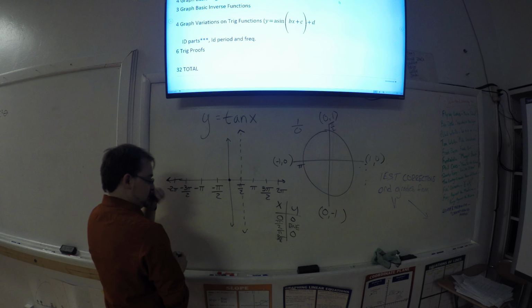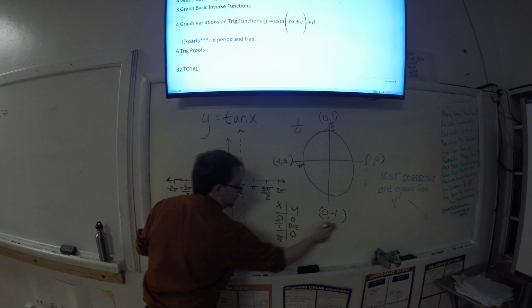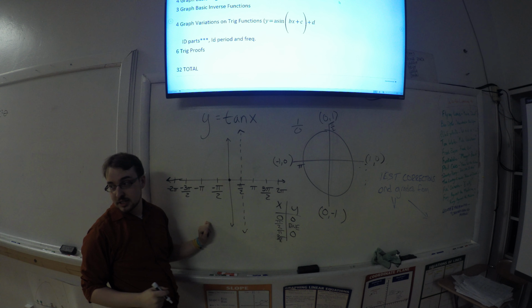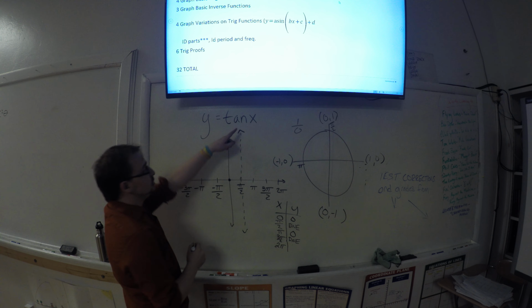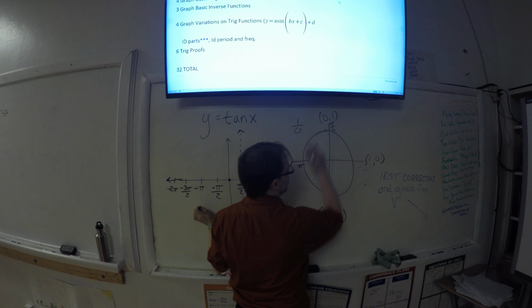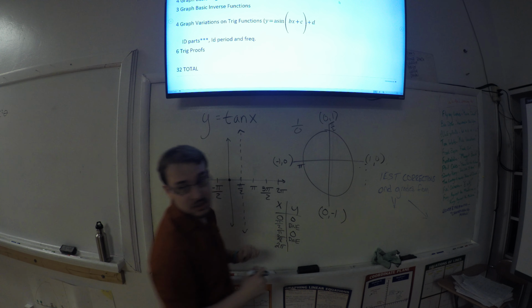0, -1 is y over x. -1 over 0 is undefined, DNE. And the last one we have to do is 2 pi. Plug in 2 pi. Tangent of 2 pi is y over x, 0 over 1, which is 0.